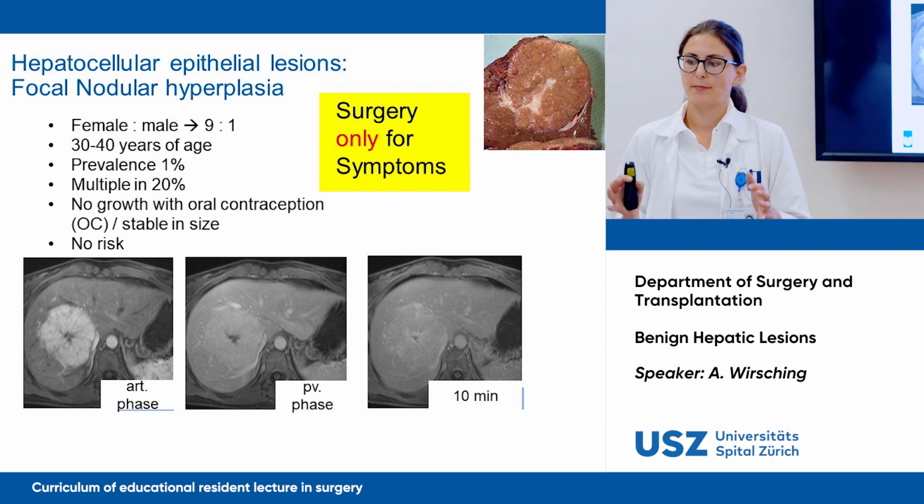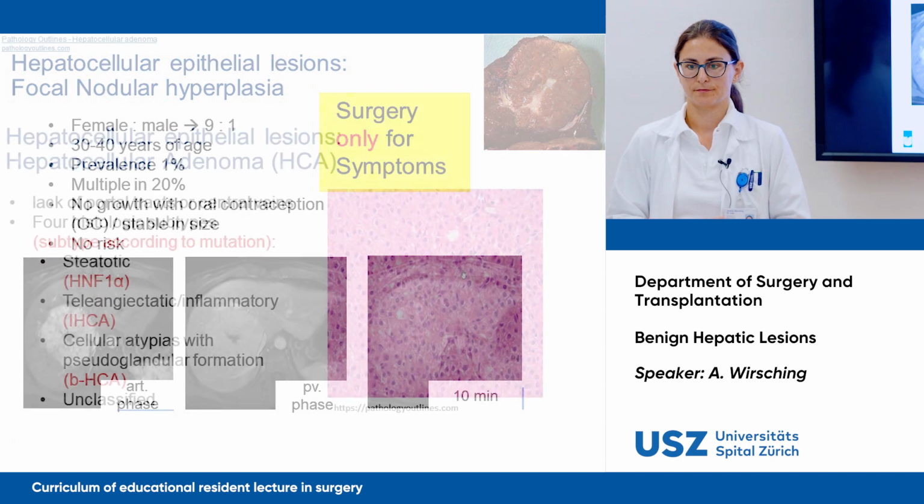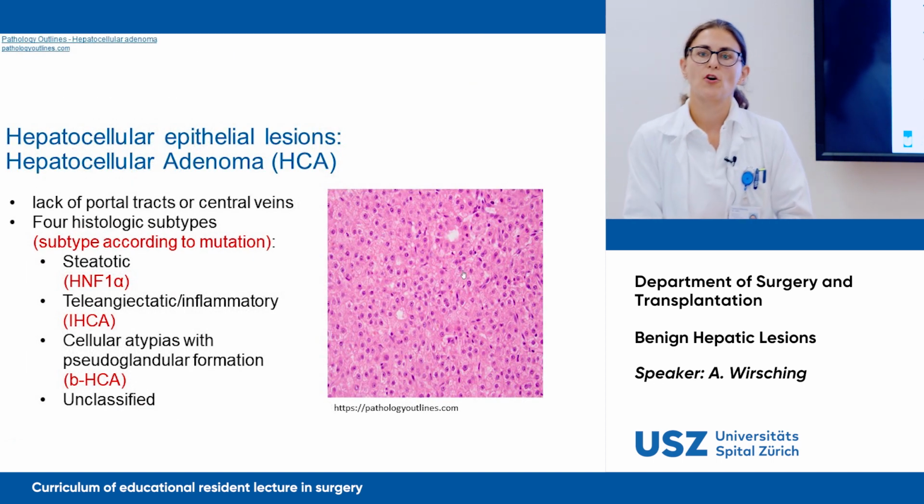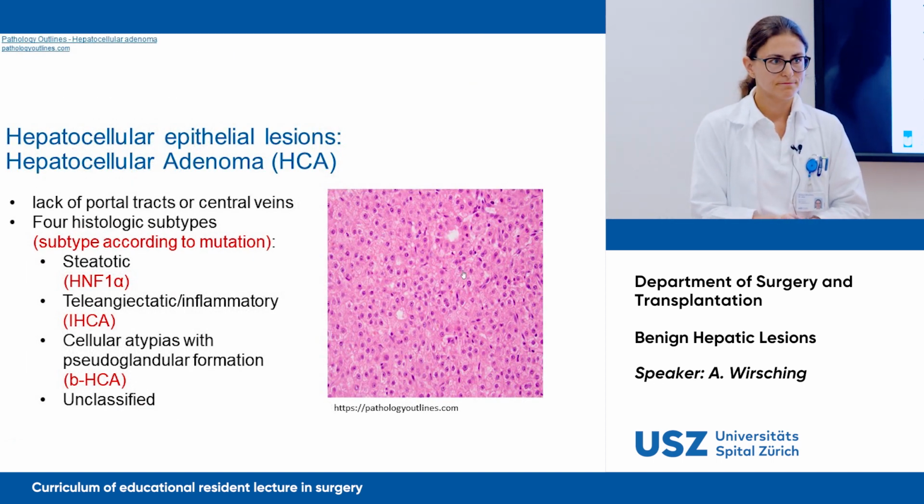When we have this typical picture, we can stop following the patient and we can step back from surgery, because surgery in these patients is only indicated if there are clear symptoms, and if not, one can completely leave it alone. The next lesion we will talk about is hepatocellular adenoma.